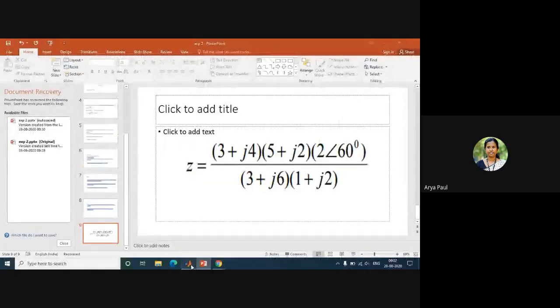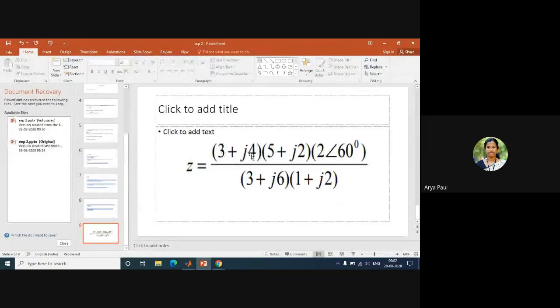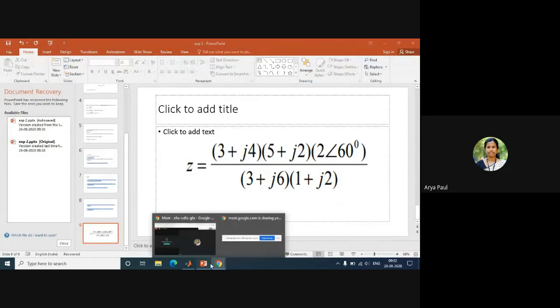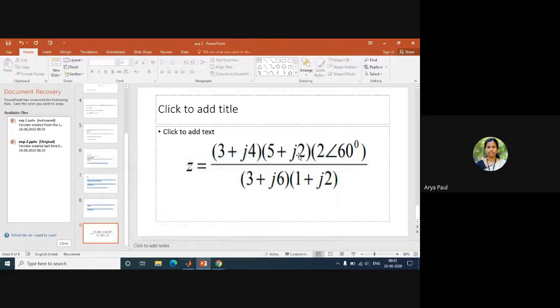Here I am taking Z1 is equal to 3 plus 4 into j, because it is the first complex number, 3 plus j4. Z2 is 5 plus 2j, that is the second one, 5 plus j2. Next, what is the third one? I represented Z1, I represented Z2. Then what is Z3? Z3 is in polar form. So what is the angle? 60 is the angle, which is in degrees.